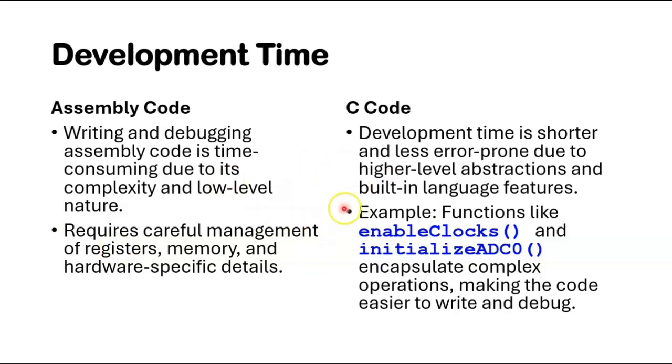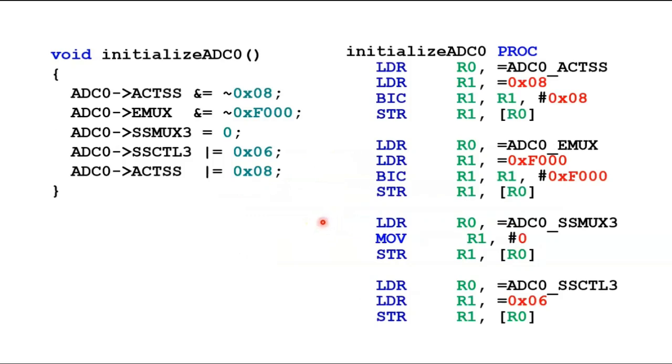Let's take a look at an example. Now, I've extracted these two portions of code from the programs that I've shown earlier. So this is the C initialize ADC0 function. And this is the equivalent in assembly language, the initialize ADC0 proc function written in assembly code.